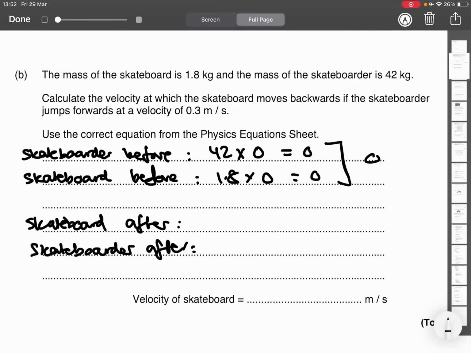You won't get much harder than this, but this is like what it should be, apart from the really easy ones. So the skateboarder jumps forward at a velocity of 0.3. So it would have a momentum of 42 times 0.3. So 42 times 0.3 is 12.6. Is it not the same as before and after though?